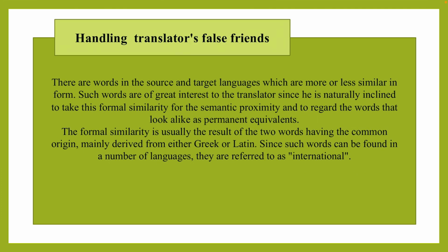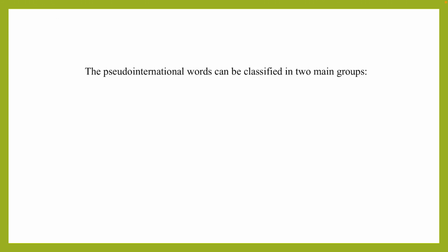Handling translators' false friends. There are words in the source and target languages which are more or less similar in form. Such words are of great interest to the translator since he is naturally inclined to take this formal similarity for the semantic proximity and to regard the words that look alike as permanent equivalents. The formal similarity is usually the result of the two words having a common origin, mainly derived from either Greek or Latin. Since such words can be found in a number of languages, they are referred to as international.